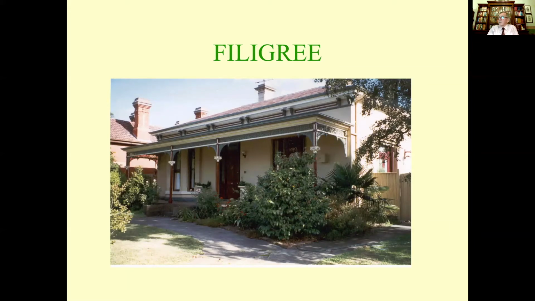So here's a typical house of this so-called filigree style, so-called because of the elaborate cast iron decorative work on the top, underpinning the veranda roof.